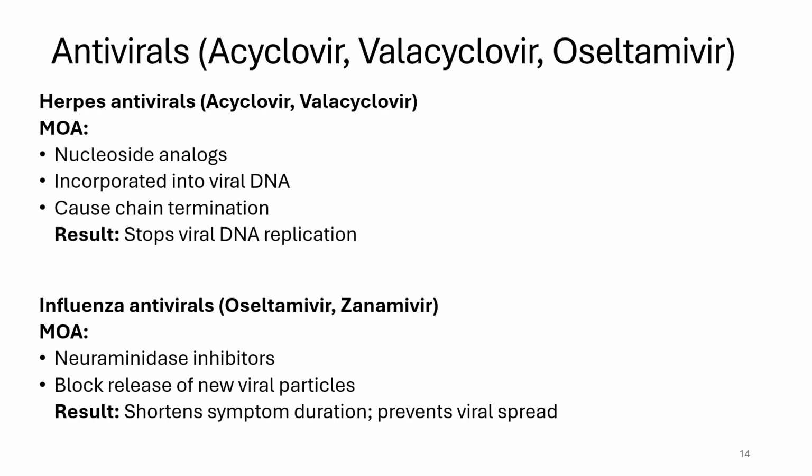Next are the influenza antivirals, specifically Oseltamivir and Zanamivir. These are neuraminidase inhibitors. They block the release of new viral particles from infected cells. The result is shortened symptom duration and reduced viral spread, but they do not cure the flu instantly. So timing really matters here. They are most effective when started within 48 hours of symptom onset. So the key takeaway for antivirals is they don't kill viruses outright. They limit the replication and spread, allowing the immune system to clear the infection.